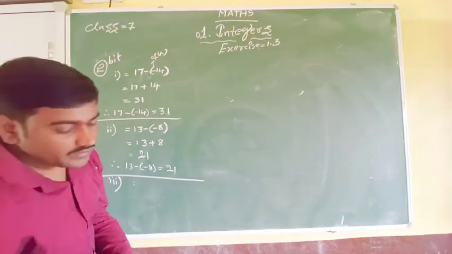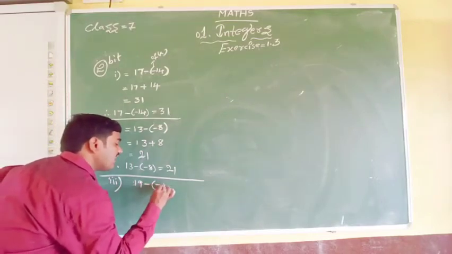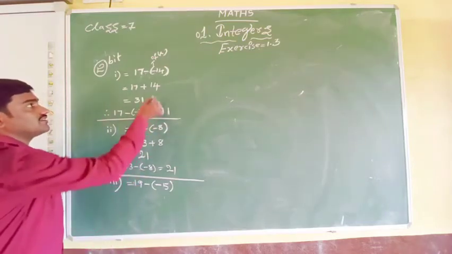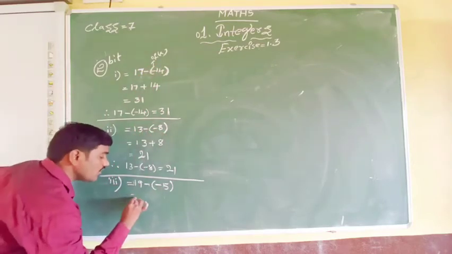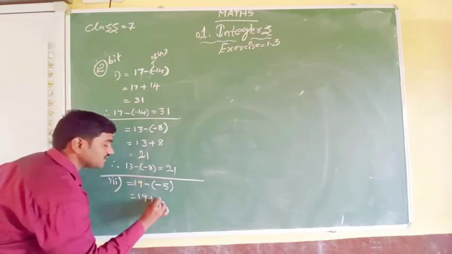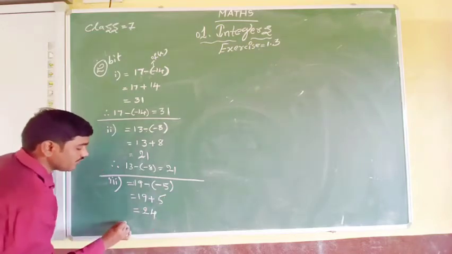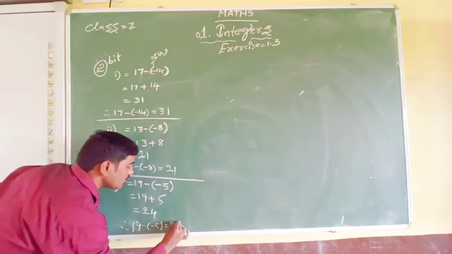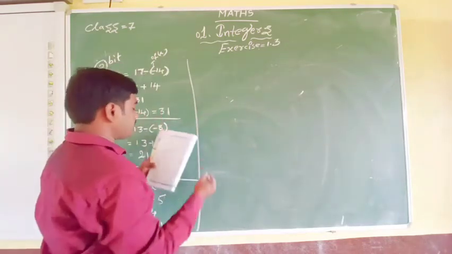Let's see the third question. It is 19 minus of minus 5. So see, we are always subtracting negative integers here: subtracting minus 14, subtracting minus 18, subtracting minus 5. So 19 minus into minus, here we get plus 5. So that will give us 24. Therefore 19 minus of minus 5 is equal to plus 24.